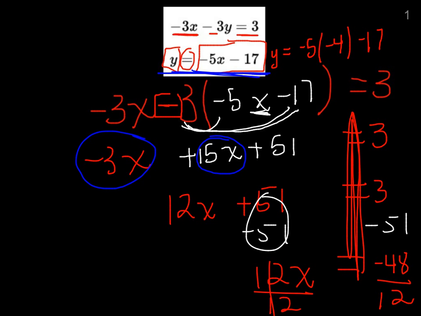Alright, negative 5 times negative 4 is 20. And now we can subtract 17, and we get 3. So now we can say our other part of our solution is that y is 3.